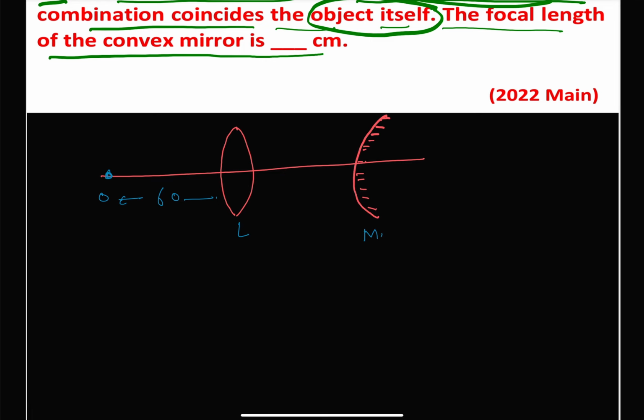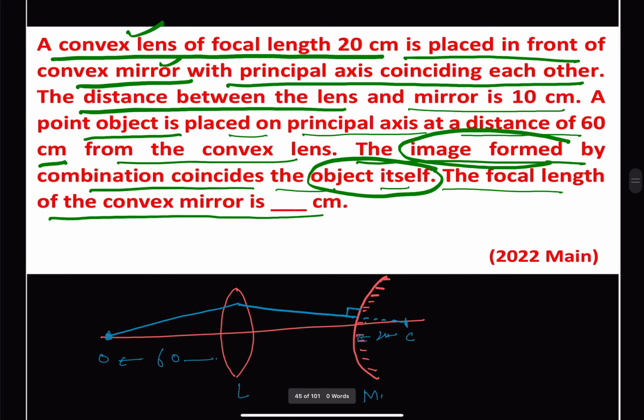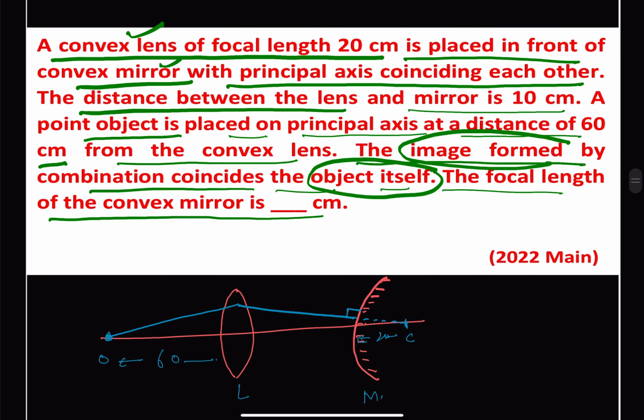So the ray of light first will be refracted by the lens and it should be falling perpendicular to the mirror, something like this, at an angle of 90 degrees, and obviously it has to pass through the center of curvature for this mirror. So this will be the center of curvature and it is about 20 centimeters, and the distance between the two is given to us as 10 centimeter.